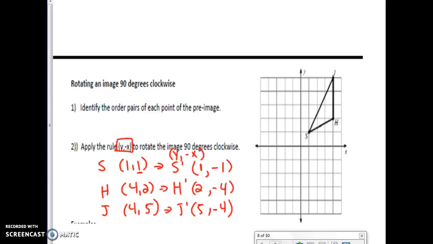So I'm switching the x's and the y's. So what was my y became my x. So my y's became my x's. Okay? And then my x's became my y's, but I put a negative sign in front of them. Okay? So what happens is S is 1, negative 1. So that's S prime. H is 2, negative 4. And then I have a point at 5, negative 4.